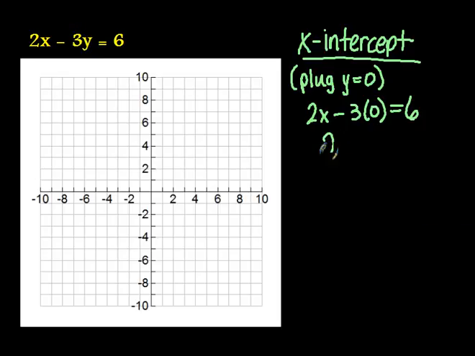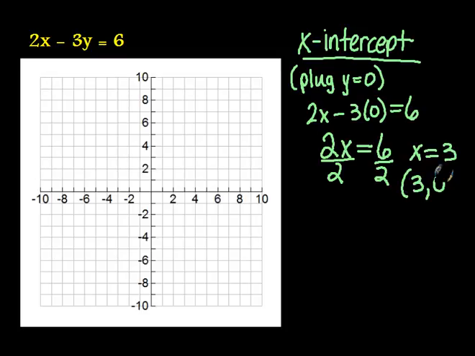I'll leave it there, but in the meantime, plugging in 0 gives me 2x is 6. Divide both sides by 2, and I get x is 3, which means I have an x-intercept at the point (3, 0) on my graph. And I'm going to indicate that by making a dot on the x-axis at (3, 0).